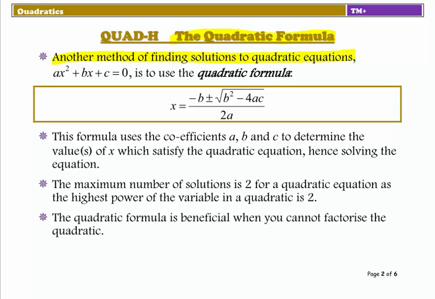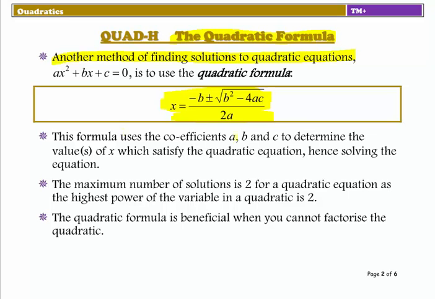Now factorising doesn't always work, so that's why we have the quadratic formula. And it is stated as x equals minus b plus or minus the square root of b squared minus 4ac all over 2a. Writing that out about 20 times will help you memorise it.